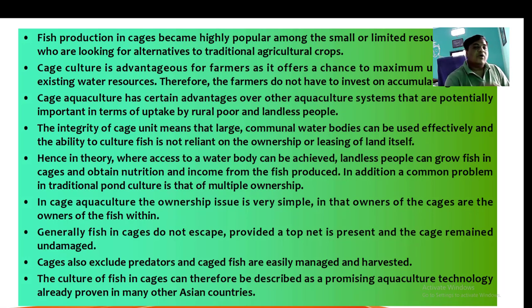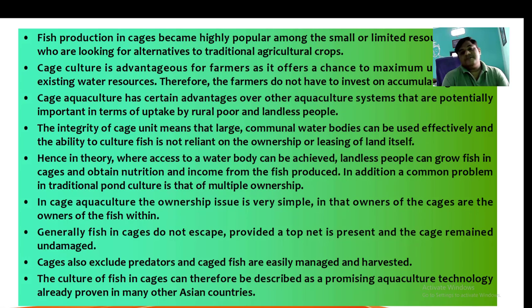Okay, this means a single pond and 10 or more fishermen depend on that single pond. So it is a very common problem of traditional pond culture, that of multiple ownership. But in this cage culture technology, it is not like that. A single man can culture the fishes in cages easily, by using the existing water resources.